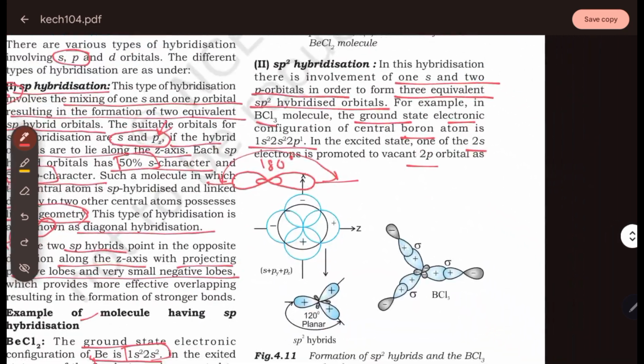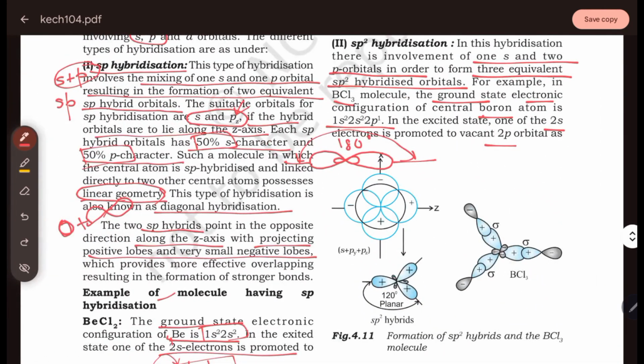Next, moving on to sp2 hybridization. Here we can see one s orbital and 2 p orbitals intermixing in order to give rise to sp2 hybrid orbitals having a trigonal planar geometry with a bond angle of 120 degrees. And these are the 3 lobes you can see. This is one lobe, this is the other lobe, and this is the third lobe.